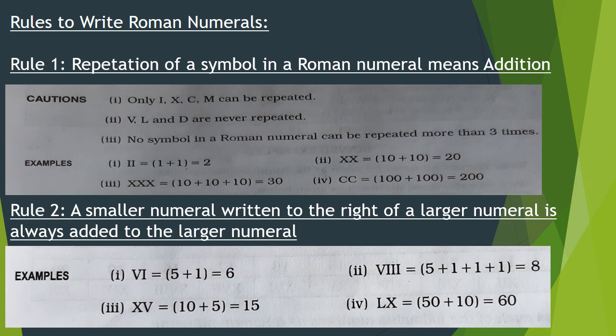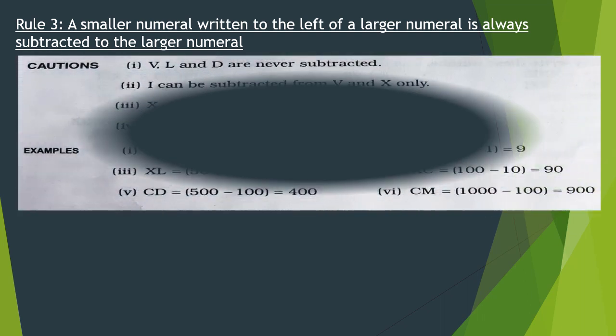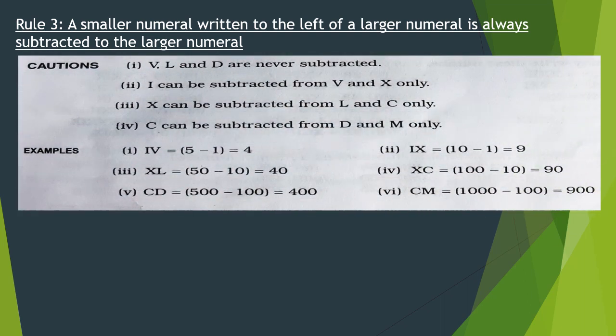And similarly, there are 2 other examples. Let's see rule number 3. A smaller numeral written to the left of a larger numeral is always subtracted. Like in the previous one, to the right it would be added, to the left it is to be subtracted.